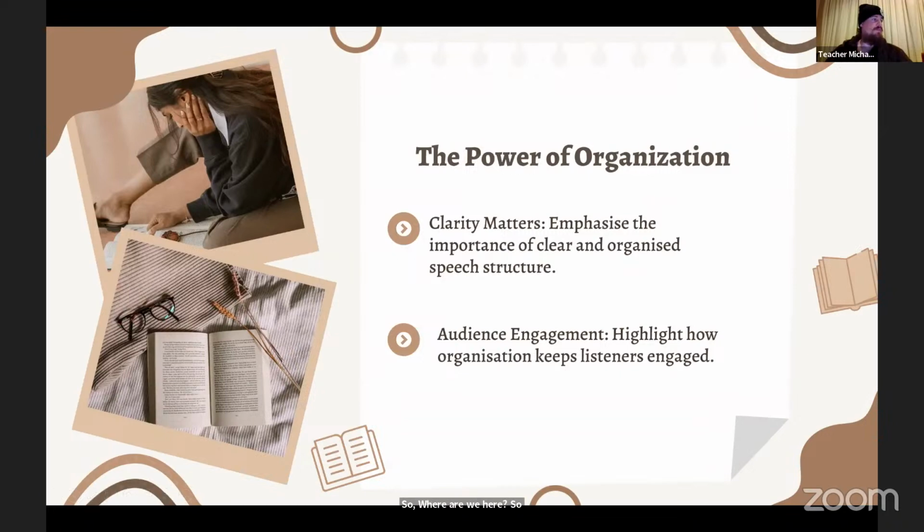So yes, the importance of clear and organized speech structure. We've talked about enhanced understanding. If it's easy for your audience to follow, they'll be able to pay attention and listen better. And we also talked about engagement and retention, because the more they have to think about it, the more it hurts their brains, the less they want to pay attention to it. So keep it making sense and your audience will want to listen to your speech more. Because you guys know we don't like getting our brains overloaded. We don't like it when our brains hurt.